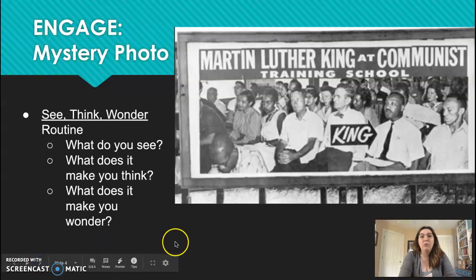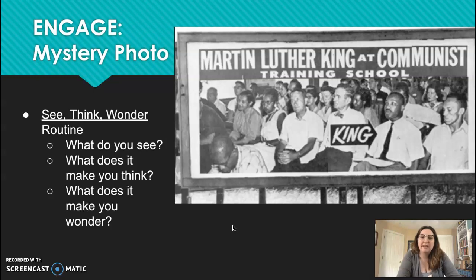So I'm going to run through a really quick example that I do in my in-class lesson plan. And so I first want to engage students in kind of thinking about their prior knowledge and really get them interested in the topic that we're learning about. So I might do a see, think, wonder on this image and have students say, what do you see there? What do you think? What does it make you wonder?